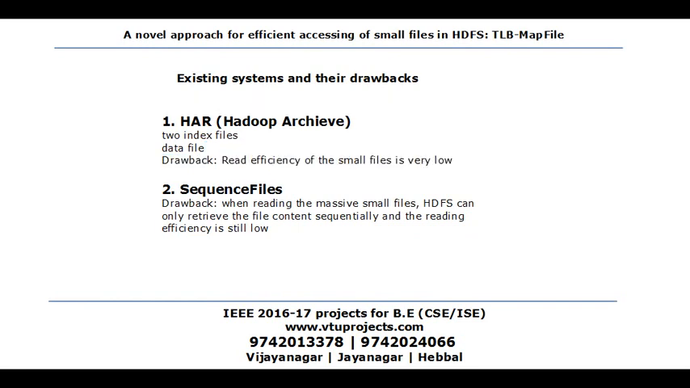The second existing system happens to be the sequence files. Here the content of the small files will be stored one after the other. So to read the content, once again we have to process it sequentially. If there are a massive number of small files, like 1000 small files, and I want to retrieve the content of the 900th small file, HDFS will be retrieving the content sequentially one after the other. Therefore I can conclude that reading efficiency is still very low here also. So this happens to be the existing systems and their drawbacks.